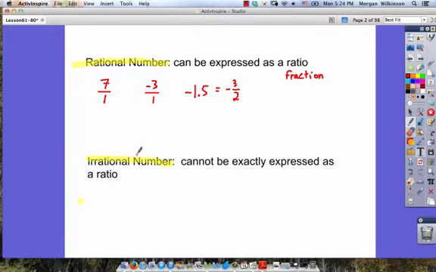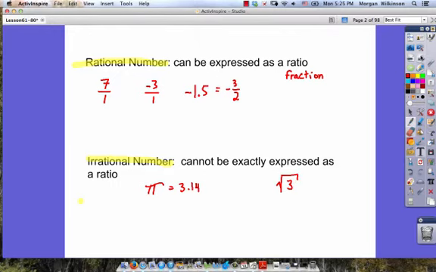Now an irrational number is a number that cannot be exactly expressed as a ratio. One example is pi, because pi is equal to 3.14159 and so on. It never ends. There's never a pattern, so it can't be exactly expressed as a ratio. Another example might be the square root of 3, because if we broke down the square root of 3 to a decimal, the decimal would never repeat. It would just continue on and on.